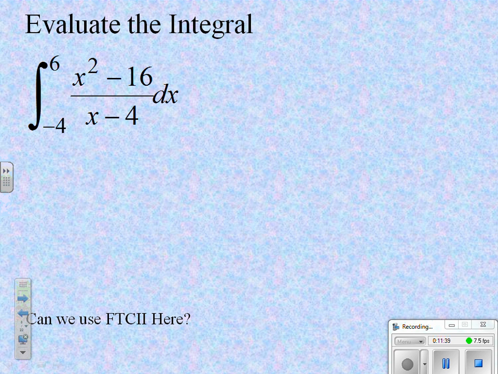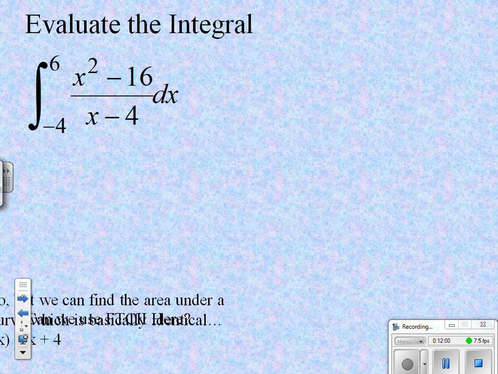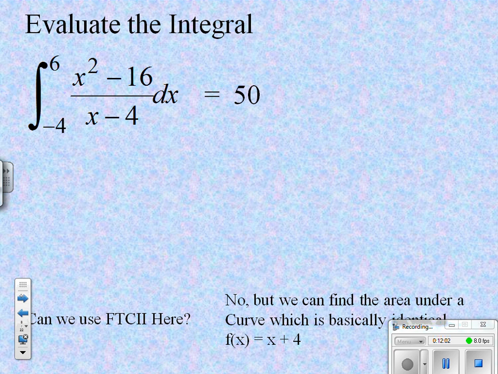You can't do that. This is a discontinuous function, and the discontinuity is at 4. But what kind of discontinuity is it? It's removable. It's a hole. So that's not going to cause me a problem in an integral. I'm not going to lose any area under that hole. However, this is still a horrible antiderivative, unless, as Christian said, you factor it. And then it turns out to be the integral of x plus 4, from -4 to 6, I'm sorry.